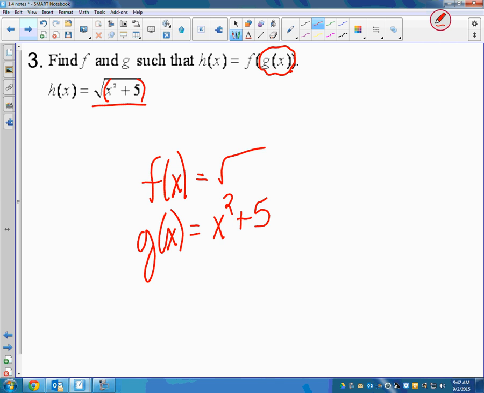Just the empty square root symbol? Can that be a function? And what would have to be there? What do we do when we have a function of x, right? The rule is you take the inside function and you replace every x with that. And so check and see if that works. If you took this function and you plugged it in for x up there, do you get h, which is the square root of x squared plus 5?